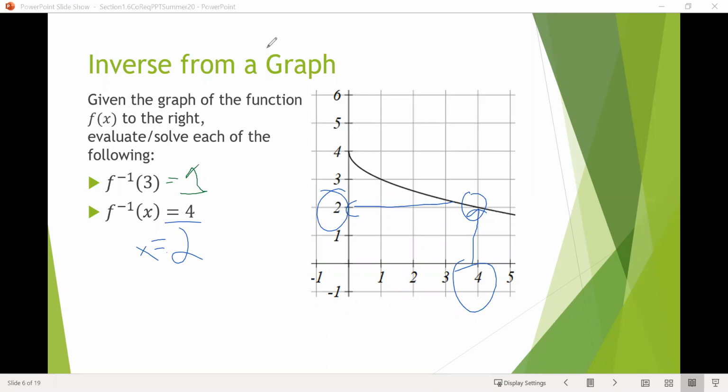All right, and again, that's because 4 is an output for the inverse function, so an input for the original function, we had to find the corresponding output from the original function. Okay, and that's where I want to leave it for now. Thank you for watching.